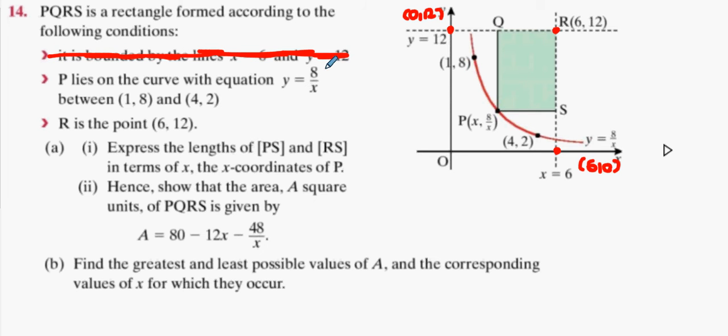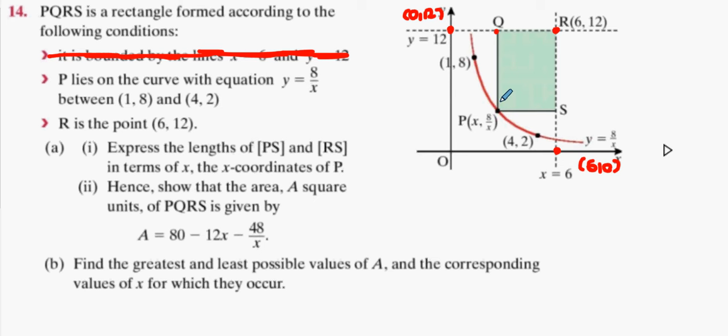Okay? Next thing. P lies on the curve y equals 8 over x between 1, 8 and 4, 2. So 1, 8 and 4, 2 are simply points on this curve, okay? Now, does it say anything about P being in the middle? Doesn't, does it? I can't just say the x value is 3, can I? No, it doesn't work that way, right? Then it says R is the point 6, 12, that's no worries.